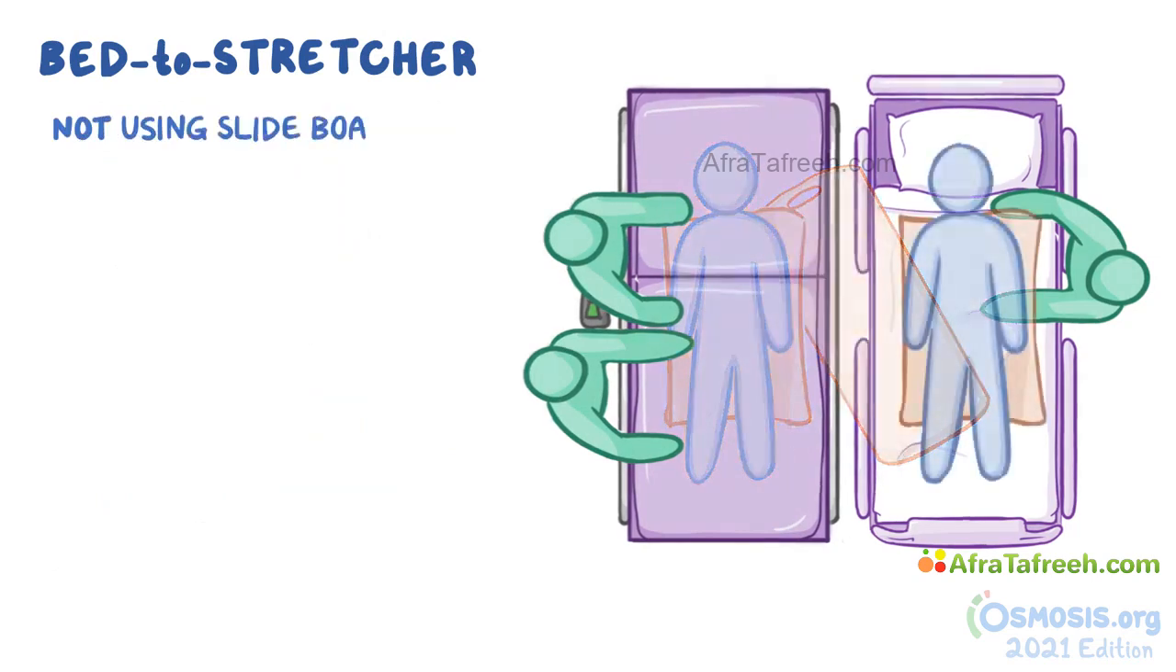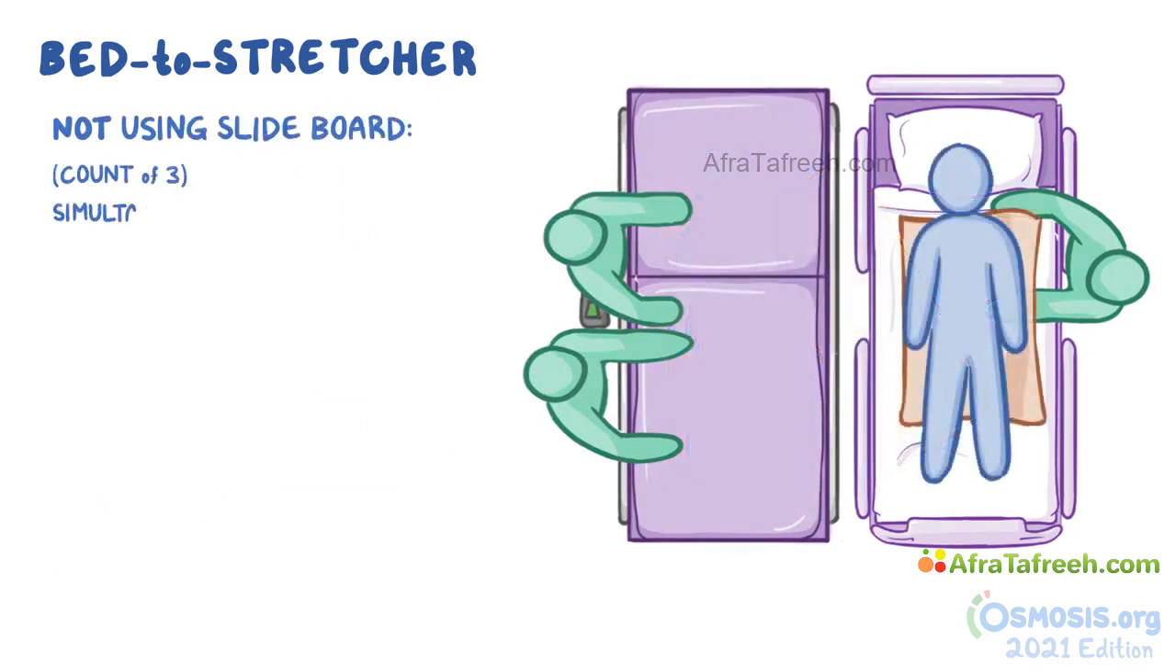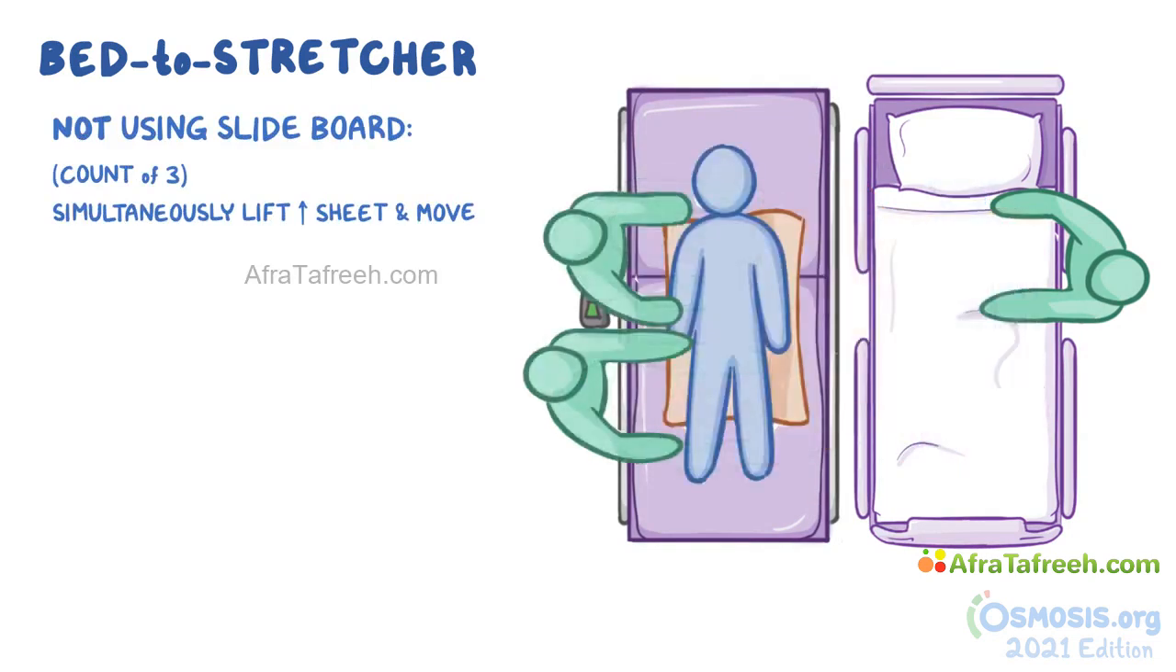If you are not using a slide board, on the count of 3, simultaneously lift up the sheet and move the client onto the stretcher. To perform stretcher-to-bed transfer, reverse the order of the previously described steps.